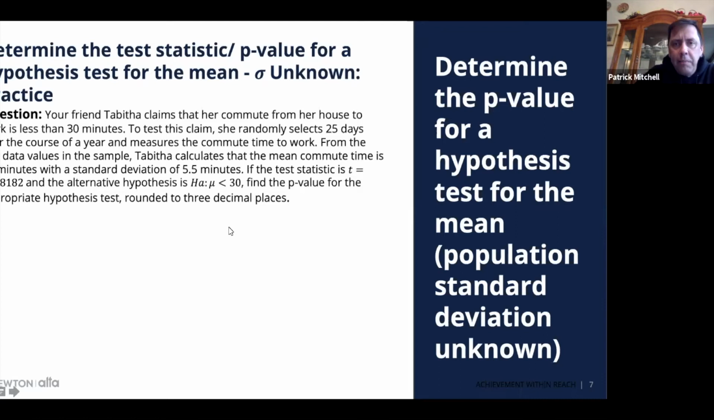Tabitha calculates that the mean commute time is 28 minutes with a standard deviation of 5.5 minutes. If the test statistic is t equals negative 1.8182, so they've done that part for us this time, and the alternative hypothesis is mu is less than 30, and that would be the appropriate alternative hypothesis because that's what her claim is, right? Her claim is that her commute is less than 30 minutes. So we're going to find the p-value for this hypothesis test rounded to 3 decimal places.